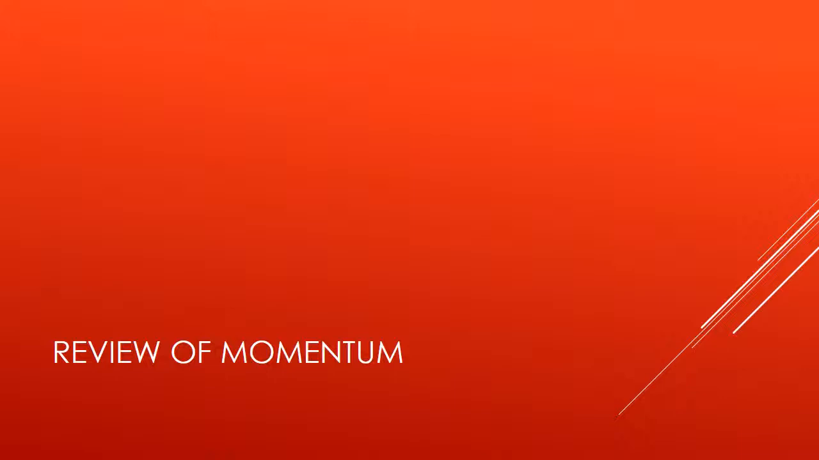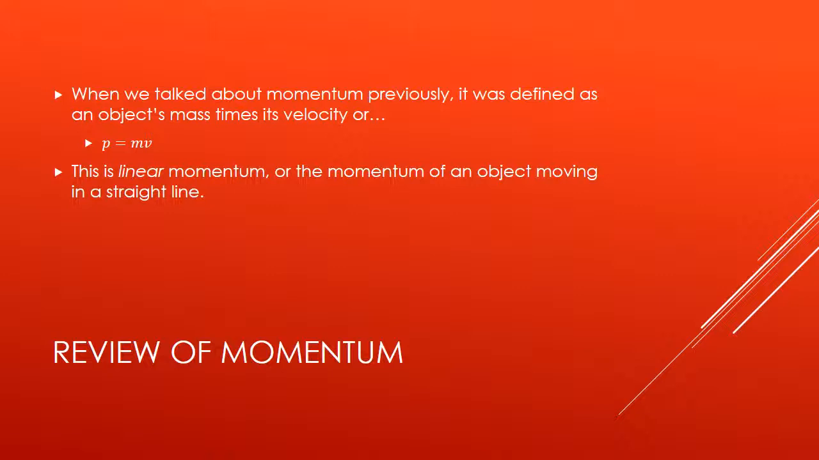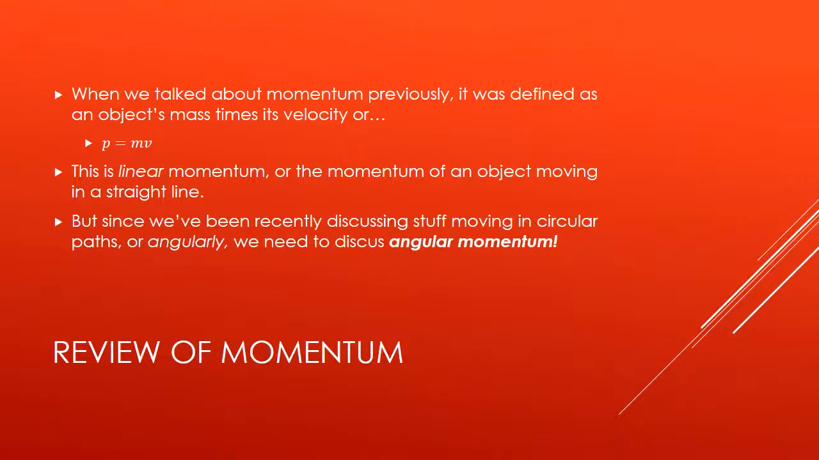So first let's review linear momentum, the momentum we talked about previously. When we talked about it, we were talking about linear momentum, and that was mass times velocity. So that's only for objects moving in a straight line, not things moving circularly or angularly, like we've been talking about lately. So we need to talk about angular momentum, not linear momentum anymore.